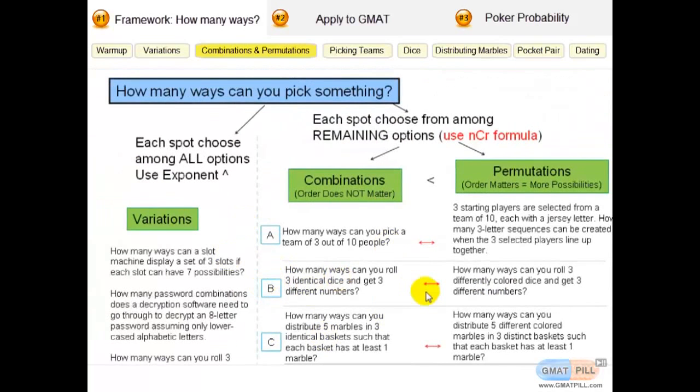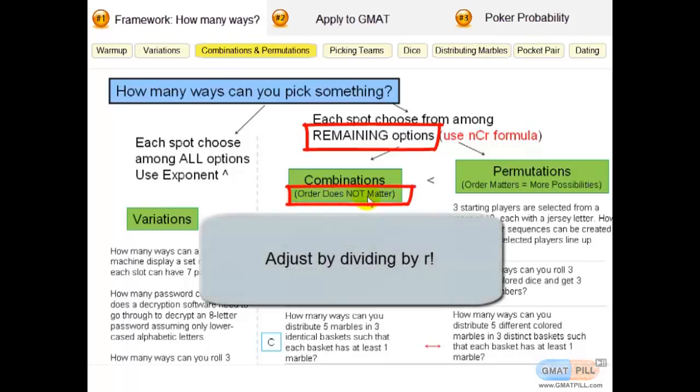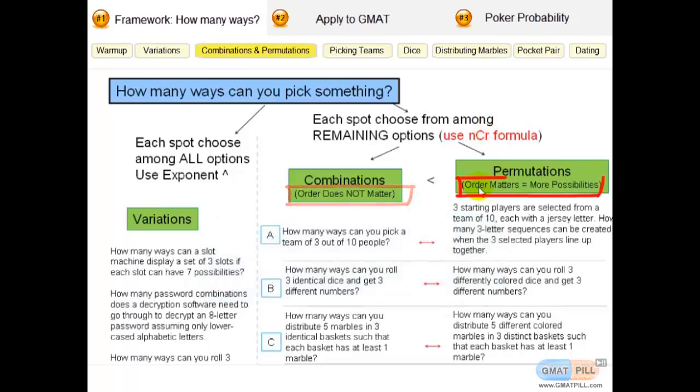So why does any of this matter? Well, it matters because it affects the calculation. If you're using something like slot machines and you have to pick from the same set of values each round, then you use variations. You use the exponent. If you pick something and you choose from remaining options, then you use the nCr formula. And sometimes you're going to need to adjust for the fact that order does not matter by dividing by r factorial, and sometimes you don't, in which case that's order matters. In those cases, you can just multiply things out. And I'll show you exactly what I mean by going through each of these examples.